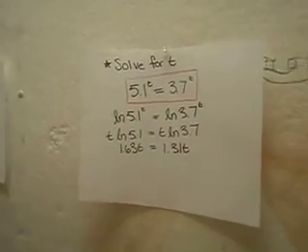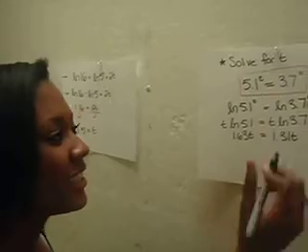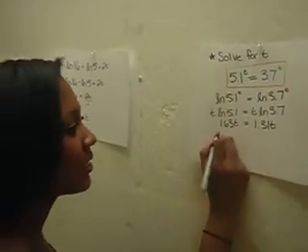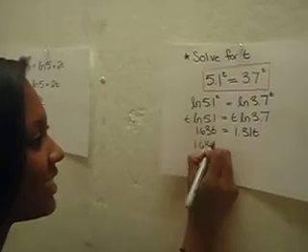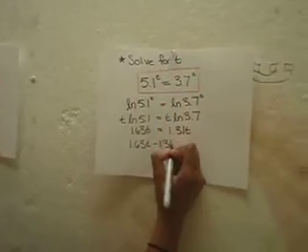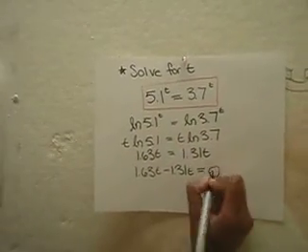All you have to do now is try and get t by itself again. So you subtract, you bring 1.31 over this side. So it'll be 1.63t minus 1.31t equals 0.